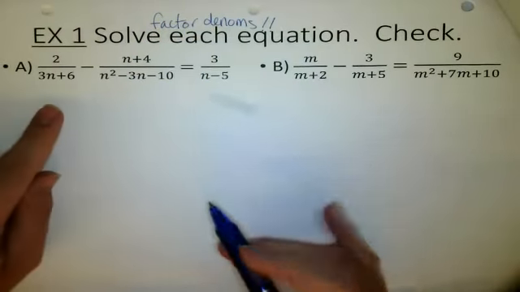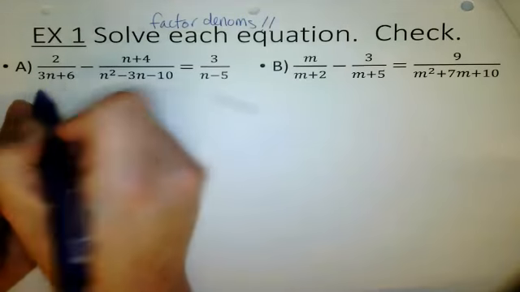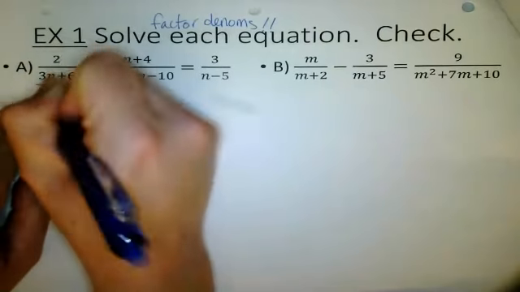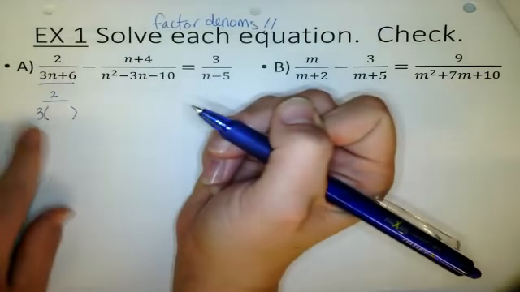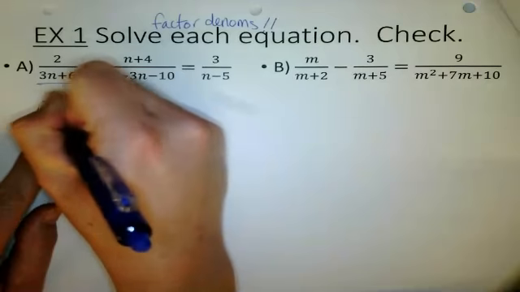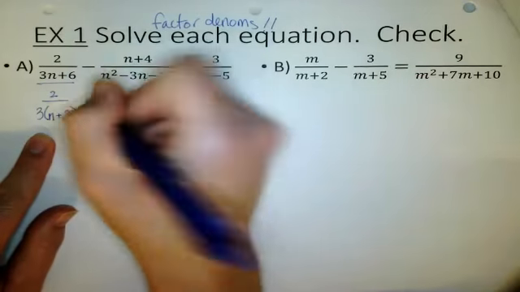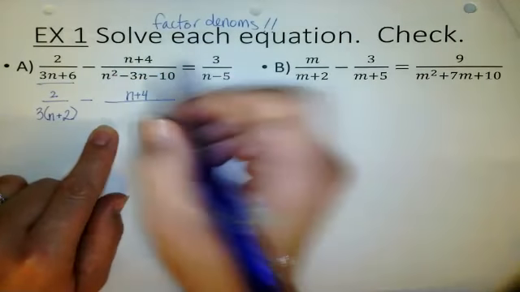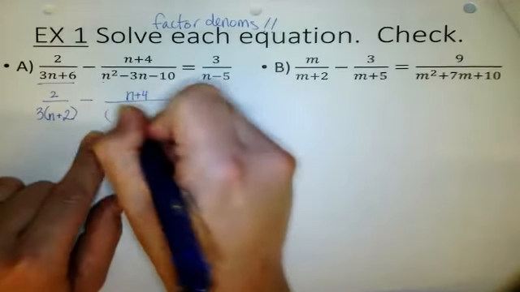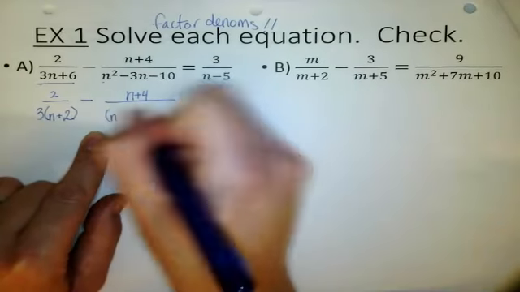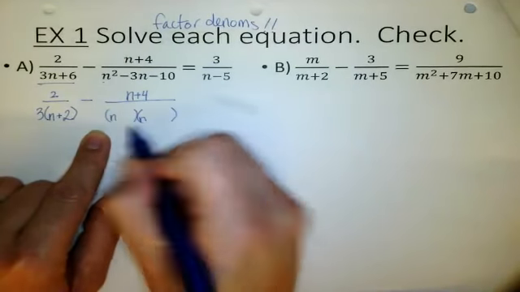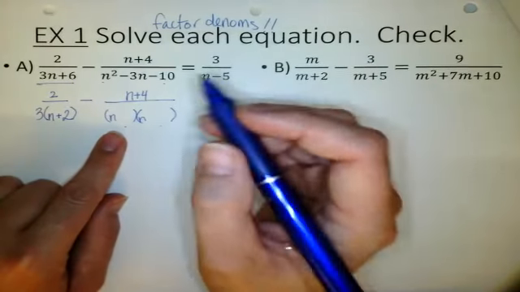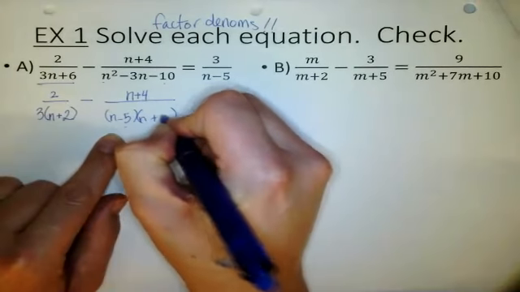Factor first. So what can I do with this denominator, 3n plus 6? Pull out 3, sure. So I have 2 over 3 times the quantity n plus 2, that's better. We have a subtraction sign there, and then I have an n plus 4 in my numerator, and my denominator here is going to double bubble. n times n is n squared. What times what is negative 10? Negative 5 and a positive 2.